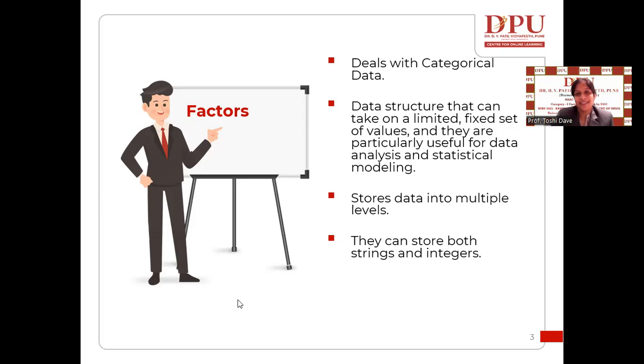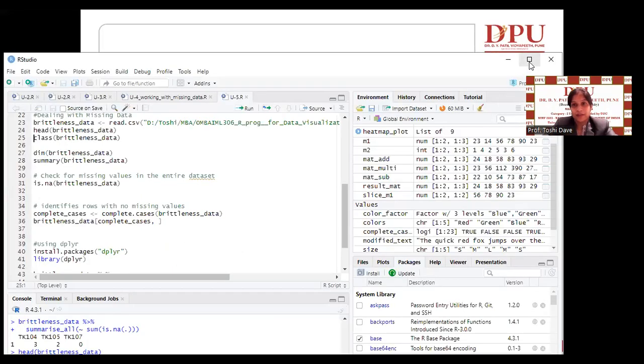Okay. So, talking about factors again, factors can store data into multiple levels. Talking about gender, male, female, others are the levels for the feature gender. Factors can deal with both strings, meaning categories, and integers also. Clear? Now, how to create a factor.